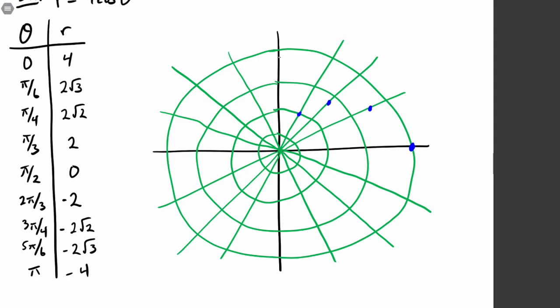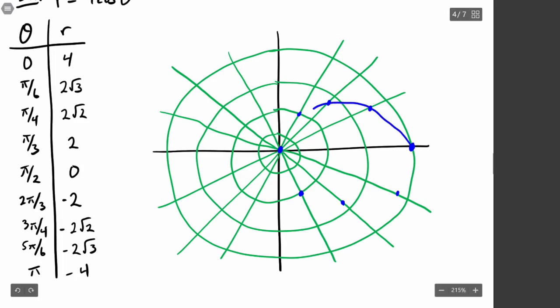When theta is pi over 2, that's the y-axis here, we're at 0. Now, when theta is at 2 pi over 3, which is this line, the value is negative 2. So this is 2 pi over 3, but then we go backwards here. And likewise, for 3 pi over 4, we go to negative 2 root 2. 5 pi over 6 goes to negative 2 root 3, about here. And then pi, which would normally be over here, we go negative 4, and then we're back where we started.